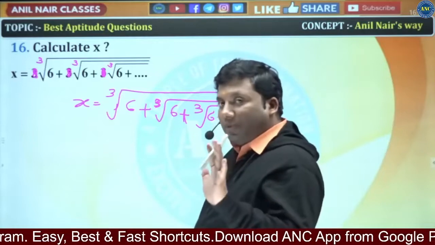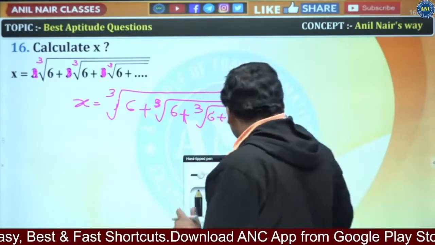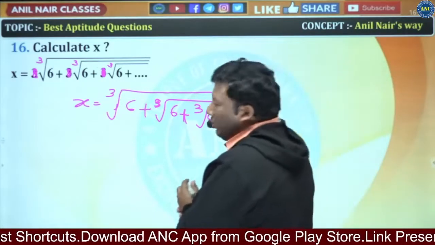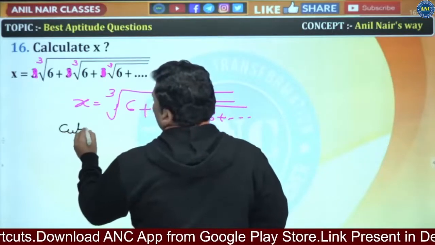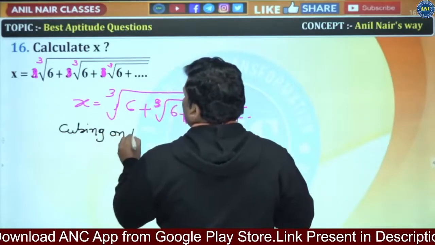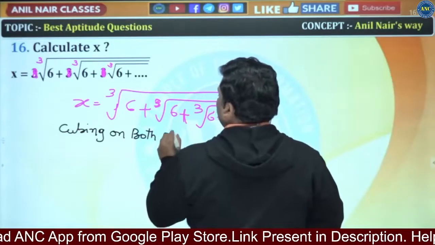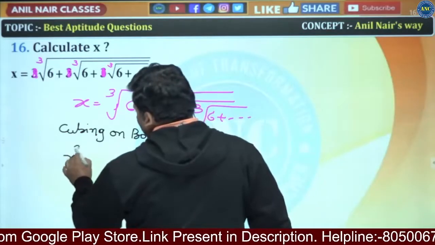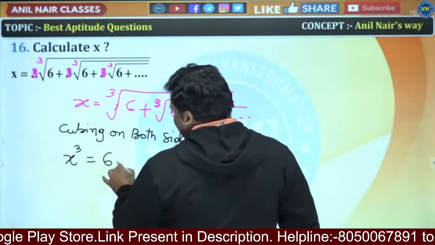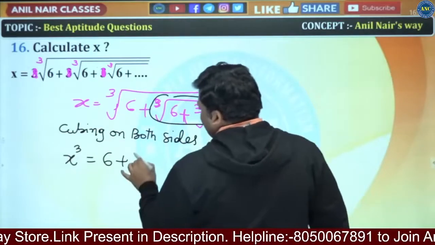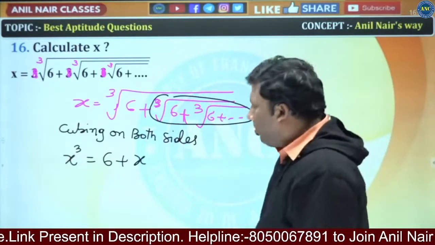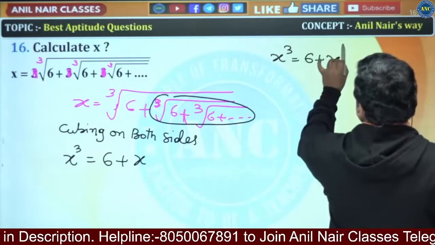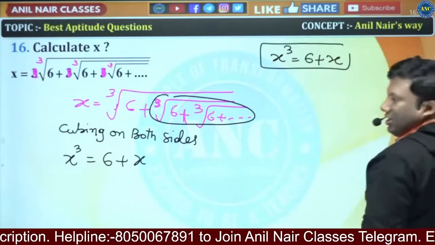Now I wanted to explain a concept here. Just listen carefully. In this kind of question, what you can do is cube both sides. If I cube it, x cubed is equivalent to 6 plus this entire value, which is x. So x cubed is equivalent to 6 plus x.